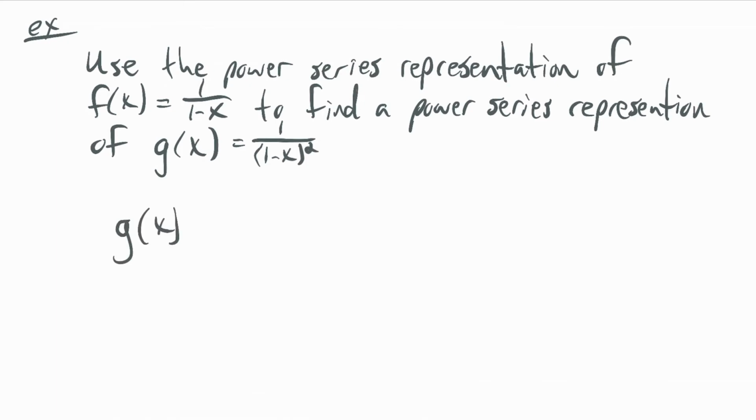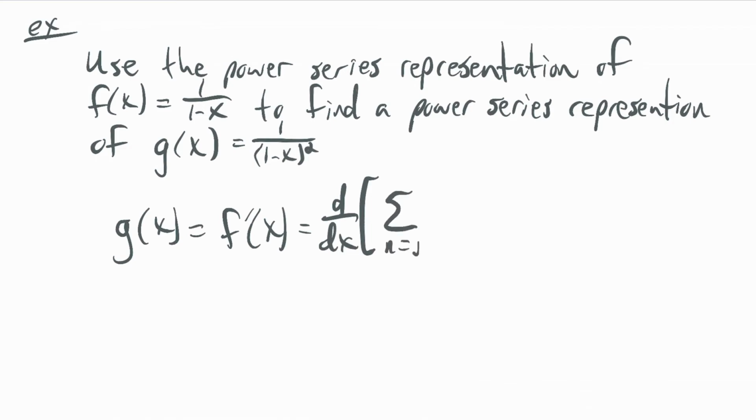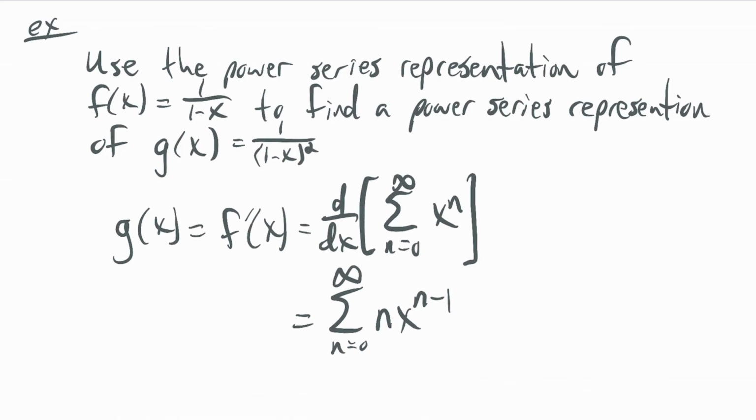g of x equals f prime of x, right? So we want the derivative of the power series, n goes from 0 to infinity of x to the n power, and we just do the derivative term by term, so we get the series as n goes from 0 to infinity of n times x to the n minus 1 power. There we go. That's it. We didn't need the partial fraction decomposition. We didn't need to deal with a product and trying to work out term by term what is the new coefficient function as a function of n. Just use the derivative. So let's go take a look at that.